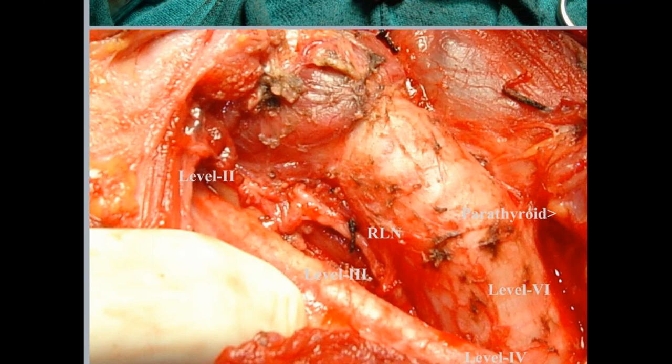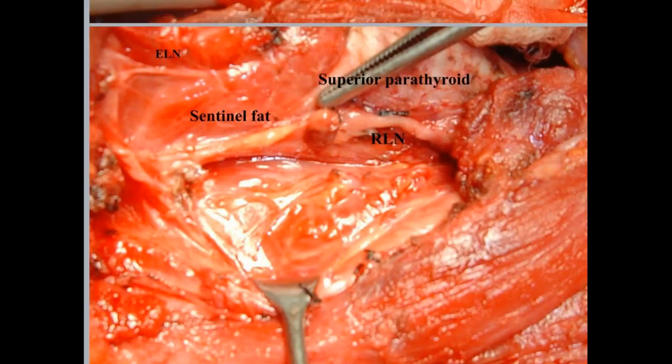You can very clearly see the central pad of fat here, and you can see the parathyroid very clearly, the recurrent laryngeal nerve very clearly, external laryngeal nerve very clearly, and the thyroid fossa is all cleared. So you can actually appreciate that the clearance would be a little bit of an effort, but needs to be done carefully. Then you can get the outcome that you're looking for.